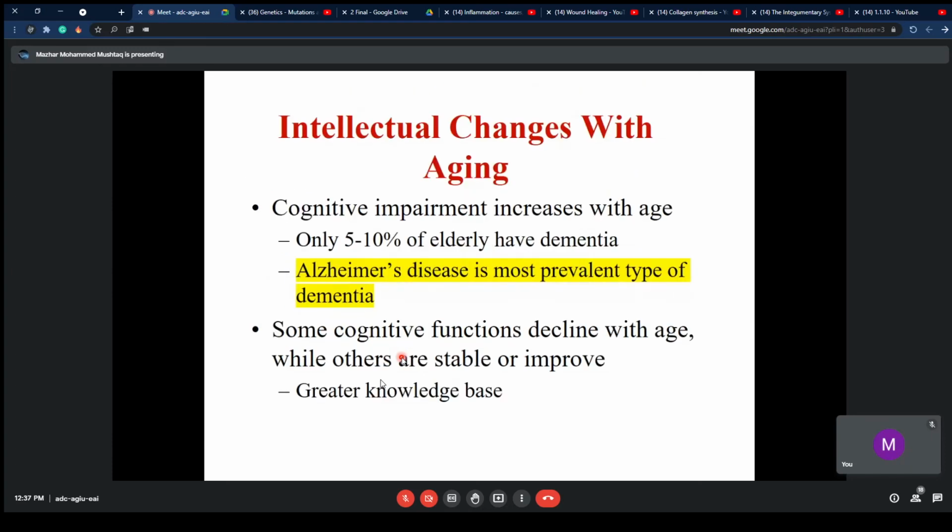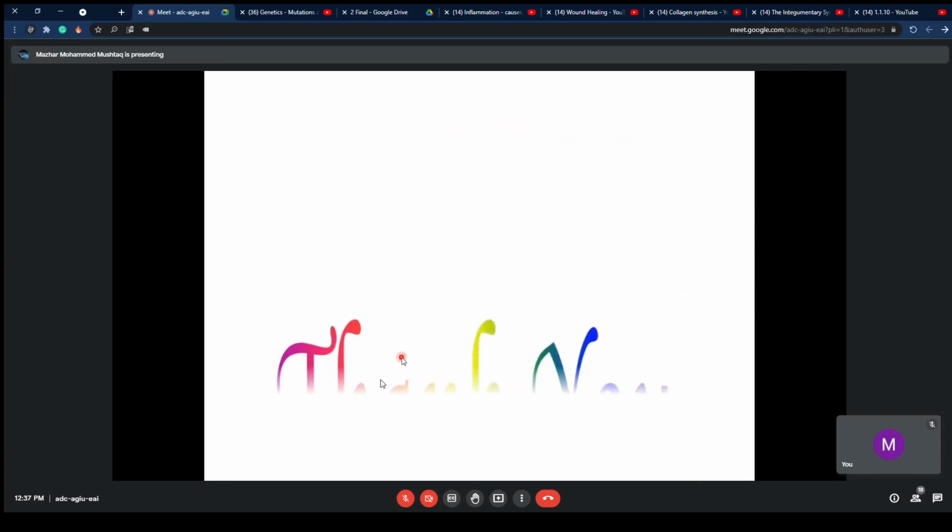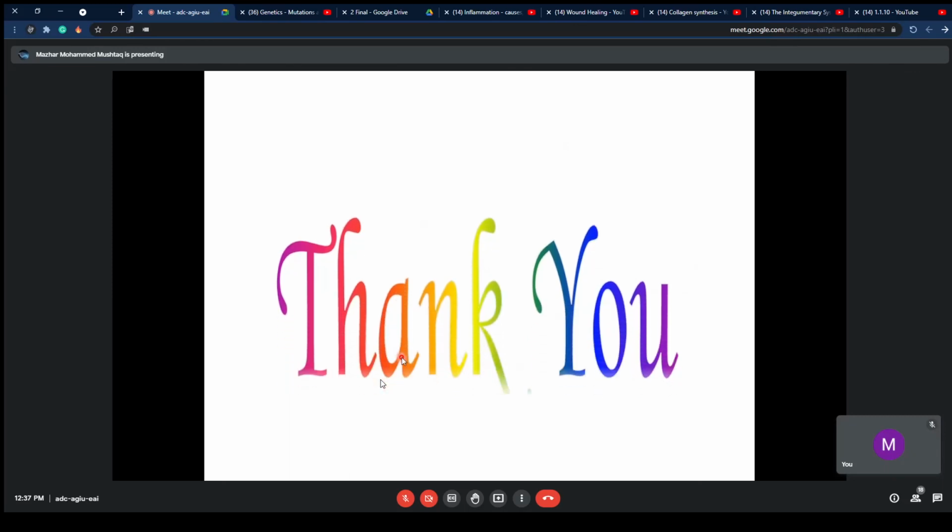So these are some of the aging changes related to the CNS. As I told you before, Alzheimer's disease is one which can cause secondary issues also. For example, dementia and some other problems can also come because of aging. The intellectual changes can impair cognition, and cognitive impairment can occur in aging, as you have with Alzheimer's disease. This was the last slide. If there is any question.